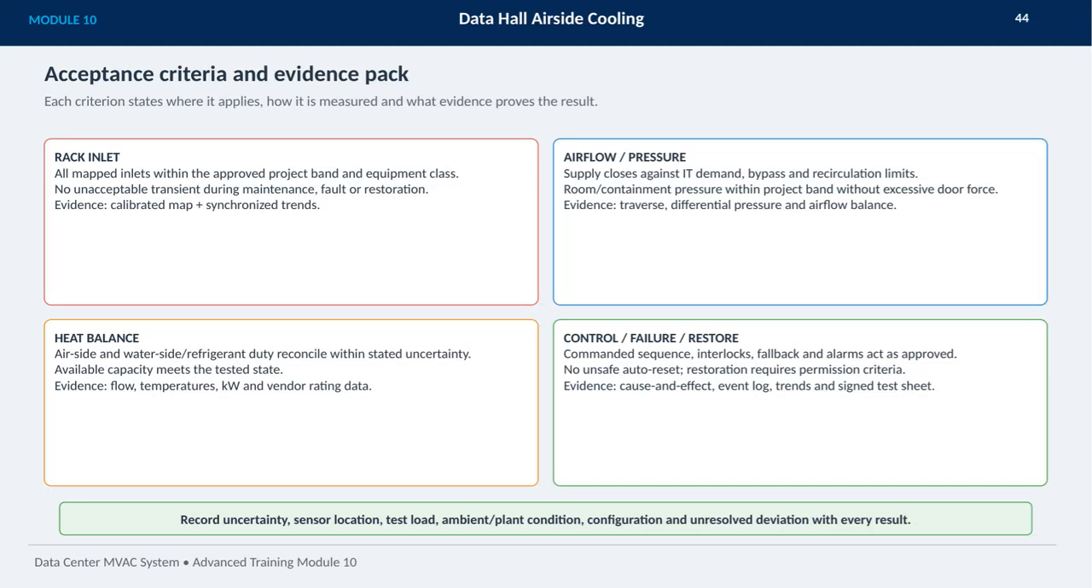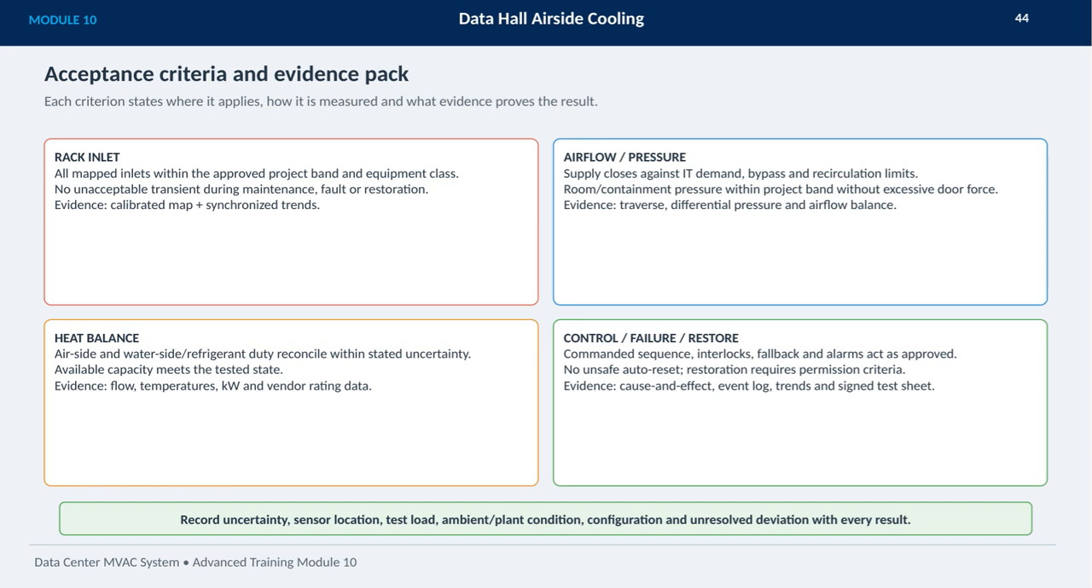This module covers the acceptance criteria and evidence pack for Data Hall Airside Cooling Systems. Each criterion clearly states where it applies, how it's measured, and the type of evidence required to prove compliance. Starting with the rack inlet, all mapped inlets must fall within the approved project band and equipment class, ensuring there are no unacceptable transients during maintenance, faults, or restoration. We verify this with calibrated maps and synchronized trend data.